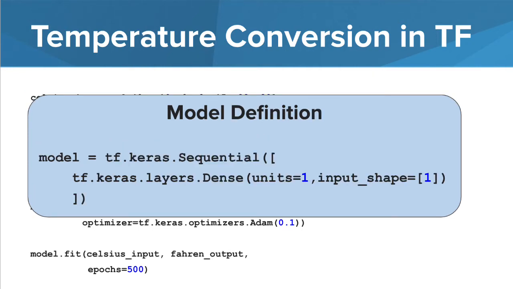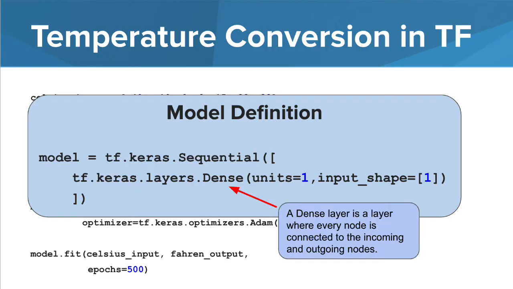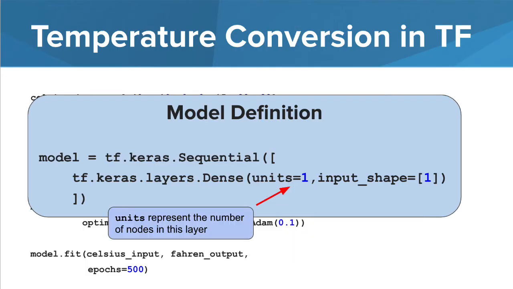Next, create the model. In this course, you'll be using sequential models, which is essentially a model that calculates values layer by layer, like you saw in the neural network. Here you have one dense layer. Remember, a dense layer is simply a layer of nodes where every node is connected to each node above and below. The unit value tells the model how many nodes to use in that layer.